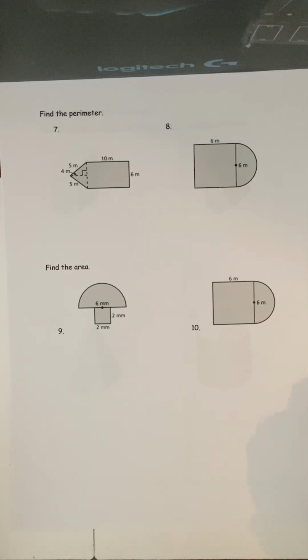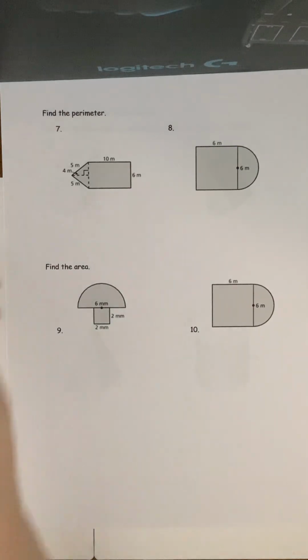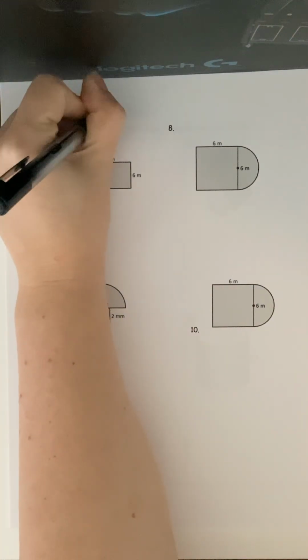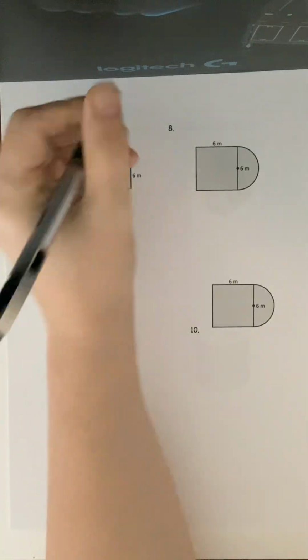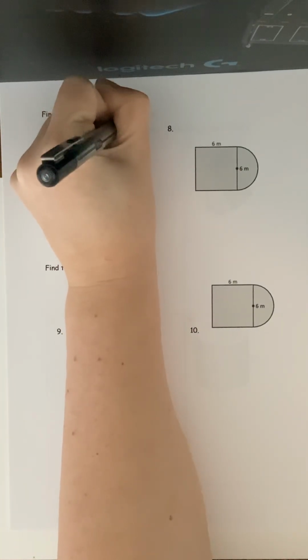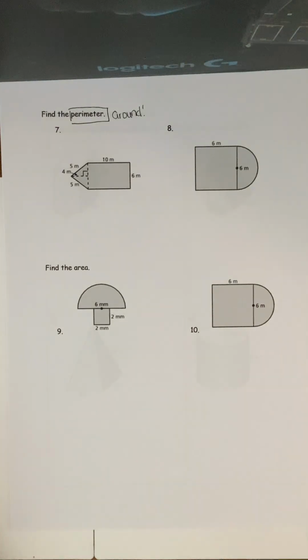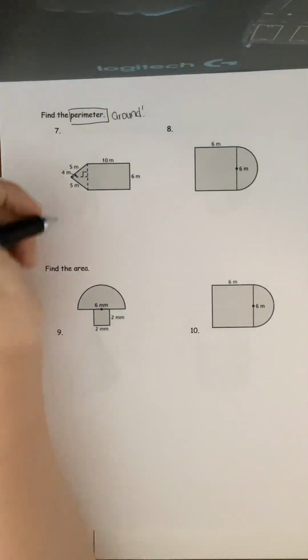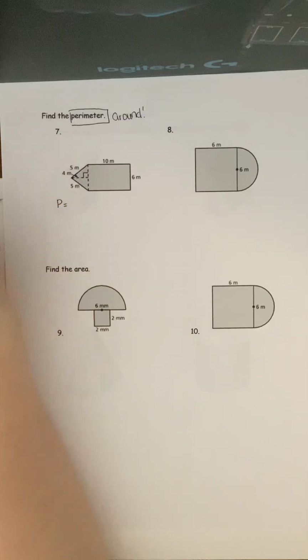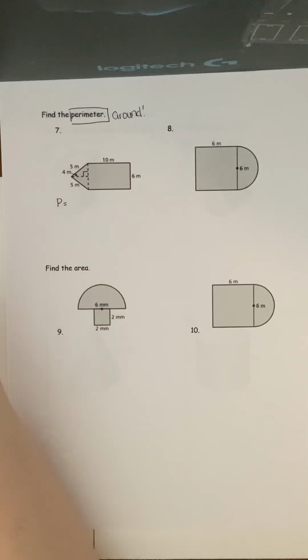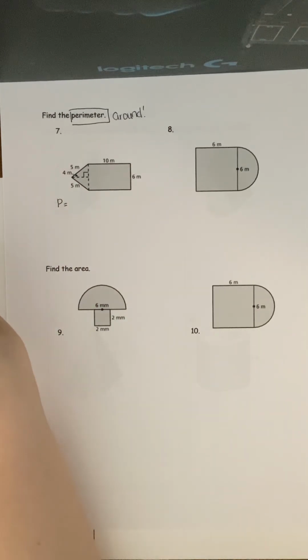All right, we are on to part 2 of our final study guide. So we're going to start with perimeter. Perimeter means around. So we're going to find the perimeter around the outside of these two shapes. The perimeter is just adding up all the different sides. So let's find the side that we are missing.